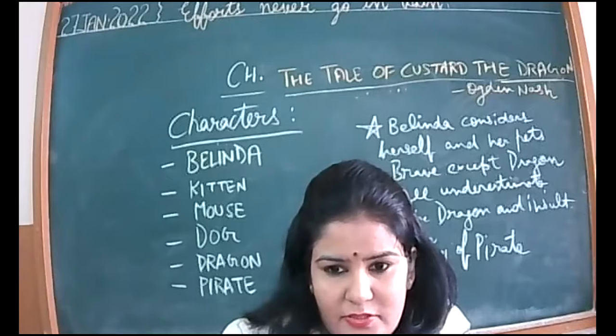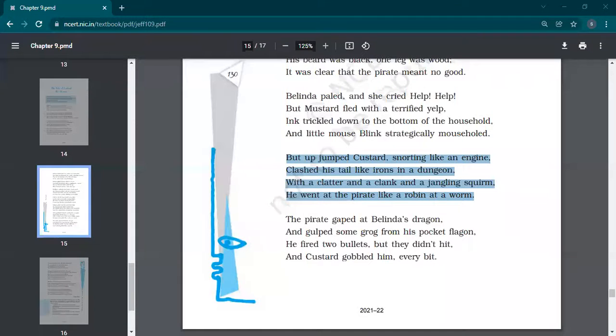You liking this picture? Chaliye, now let's continue this. When we see an image, it makes it more interesting for you to learn. So up jumped, when all other characters who earlier defined themselves as brave, the dragon, the most unexpected of all of them, jumped for help, snorting like an engine.